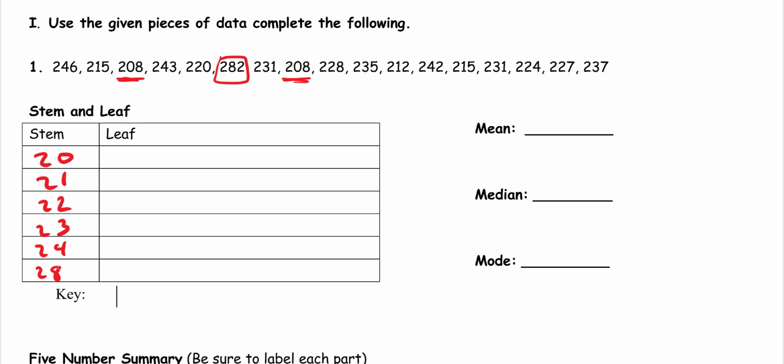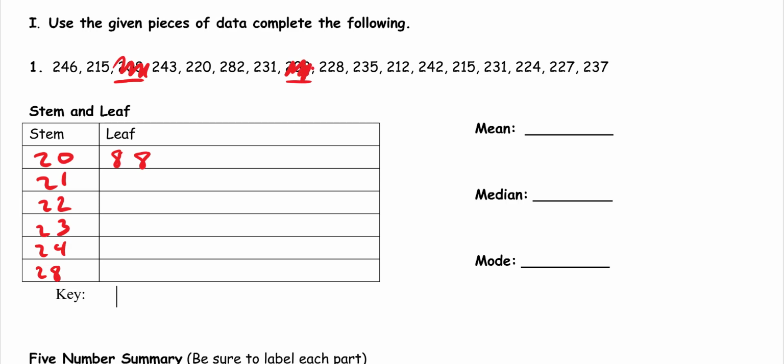All right, so the leaves. Let me erase this top part here. The leaves are going to be the single digits. The way you order it is, I'm going to do 205 and 208. 208 and 208. So I'm going to put an 8 here and an 8 here, and then I'm going to cross it off when I use it because I don't want to reuse that data or get confused.